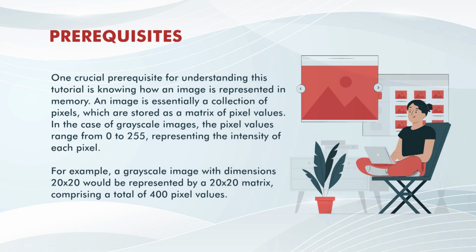One crucial prerequisite for understanding this tutorial is knowing how an image is represented in memory. An image is essentially a collection of pixels which are stored as a matrix of pixel values. In the case of grayscale images, the pixel values range from 0 to 255, representing the intensity of each pixel. For example, a grayscale image with dimensions 20 cross 20 would be represented by a 20 cross 20 matrix comprising a total of 400 pixel values.